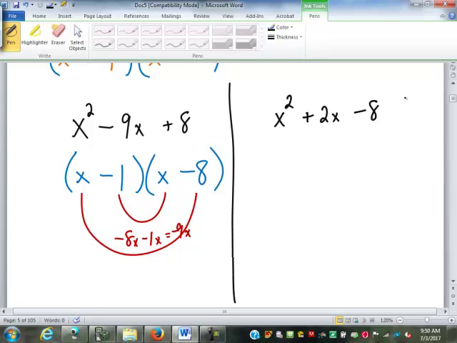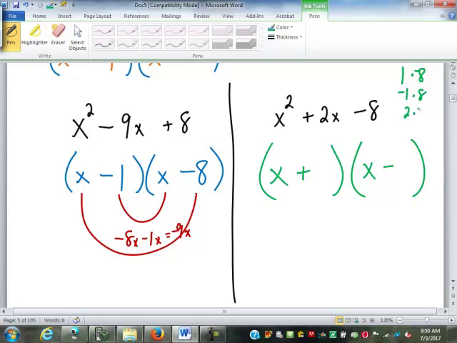How does that differ from this one? There's a negative in it still, but where's the negative at? It's on the last term. There's still no common factor. The first digit will still be x times x to make x squared. But one of these has to be plus and one has to be minus because it's a negative 8. You have to have a positive times a negative. So it's a positive 1 times a negative 8, or a negative 1 times a positive 8. Positive 2 times a negative 4, or a negative 2 times a positive 4.